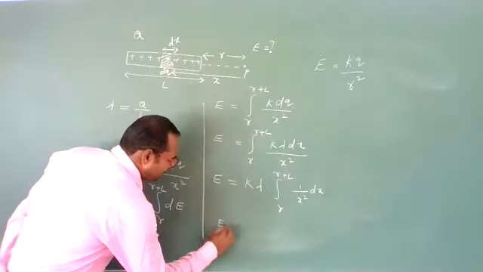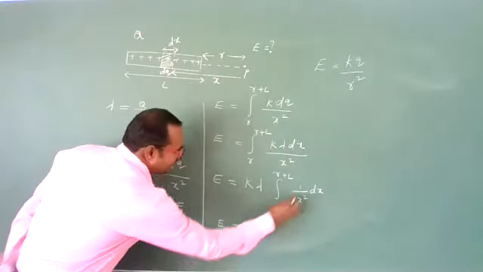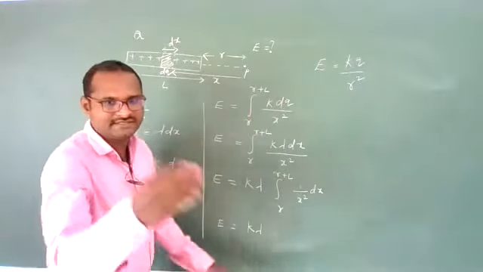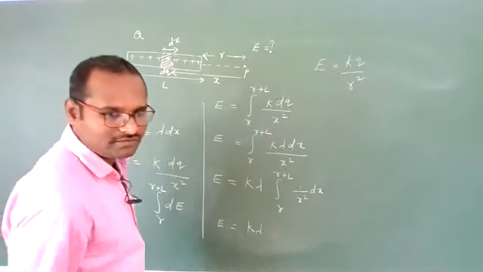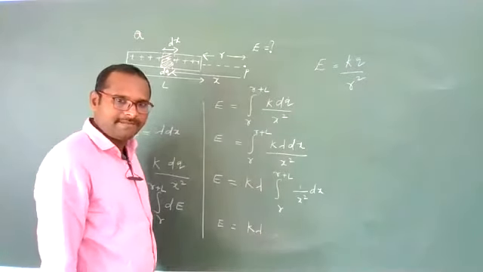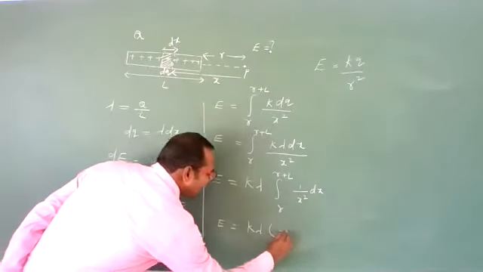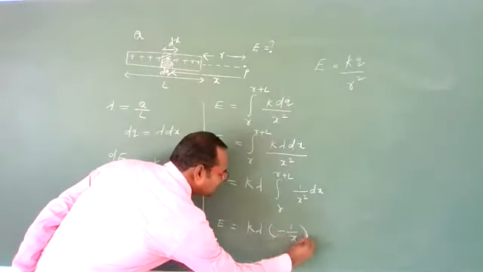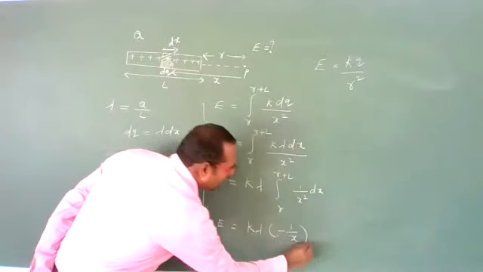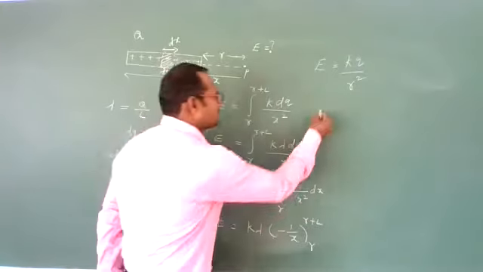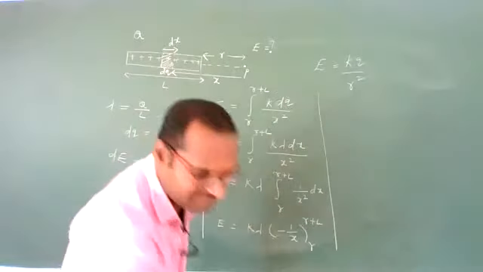Now what will be the integration of 1 by x square dx? Your math sir has started the integration chapter. The integration of 1 by x square dx is minus 1 by x. Correct? Minus 1 by x, with limits from r to r plus L. Clear? So you'll get the net electric field.